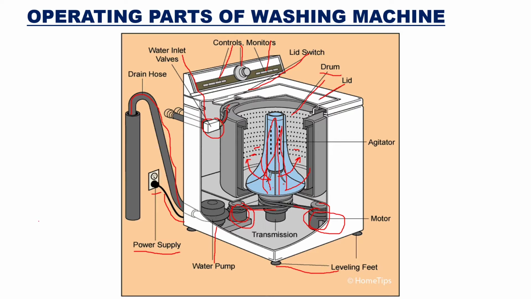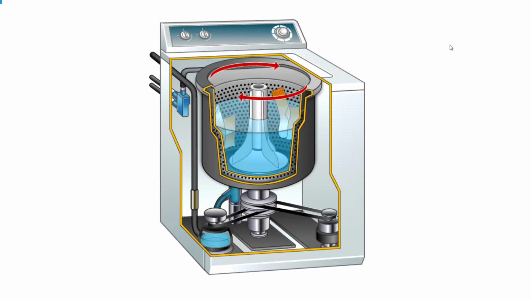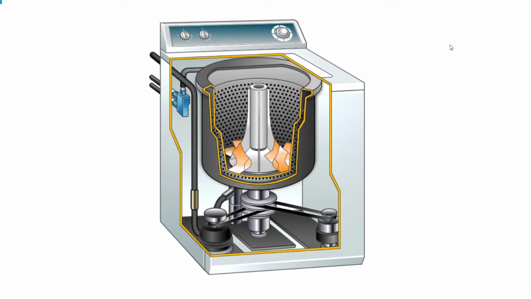Depending on that, you can have a simple washing machine, or a washing machine which has many features. Okay, students, now here you can see the water is filled in the washing machine and the agitator is moving in clockwise and anti-clockwise directions. This is how the agitator washes the clothes.